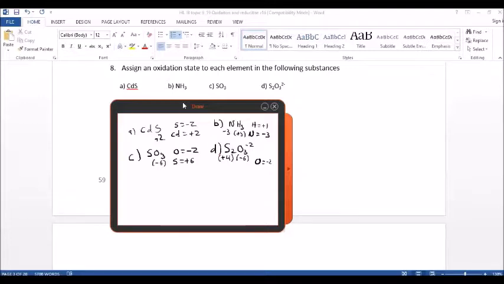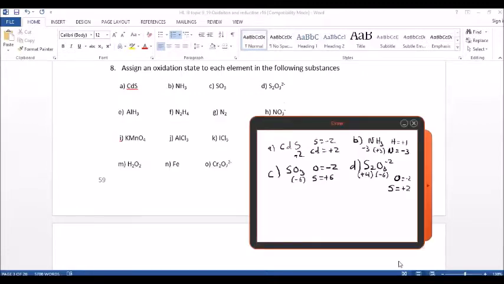However, there are 2 sulfurs here. So in fact, each one of these sulfurs, which is what I'm interested in, would have to have an oxidation state of +2. I'm just dividing +4 by 2. So there's 2 sulfurs that are +2 apiece. That's a total of +4. You got -6 from the 3 oxygens. It sums to -2, and everything checks out. So there's my oxidation states there.